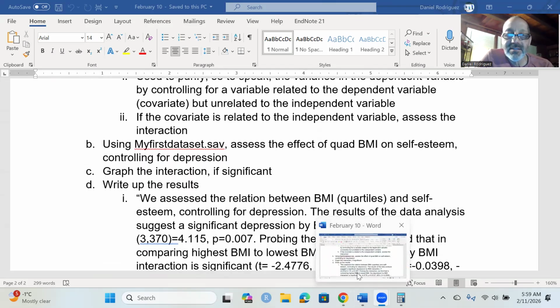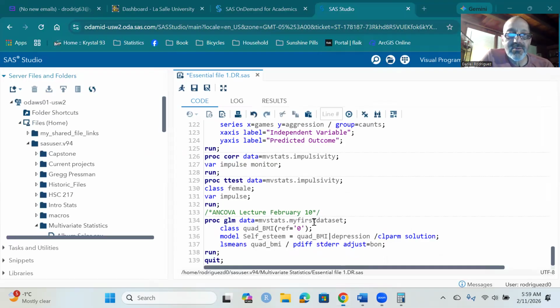So let's go ahead and do that. In this case, we're going to use this process called PROC GLM, general linear model, I think it might be generalized linear model. We're hoping that this variable depression is unrelated to BMI, but we're going to allow it to be related, and we're going to analyze it if it is.